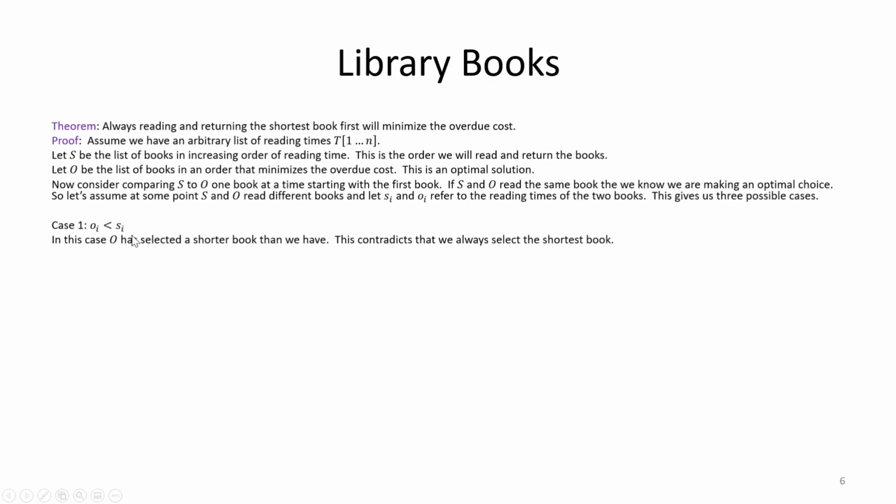So what we're trying to do usually on the first couple easy cases here is rule out a few impossibilities. What do we know about our algorithm? What do we know about the optimal solution to rule out some cases? So this case is just impossible. We know that our solution always reads the shortest available book, so this case doesn't occur. This is a contradiction. On to the next case.